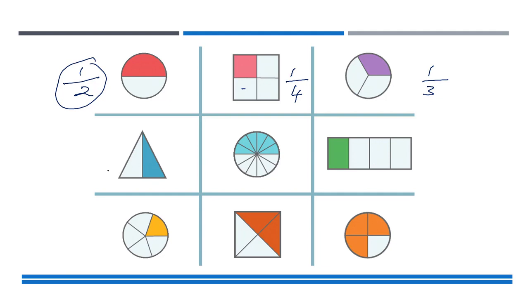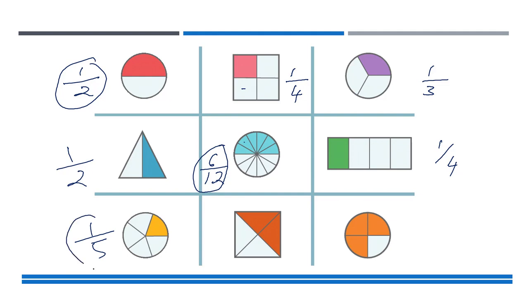Here, 1, 2, so that is 1 by 2. Similarly, here you have to count now: 1, 2, 3, 4, 5, 6, 7, 8, 9, 10, 11, 12. 12 equal parts are there. How many parts are colored? 1, 2, 3, 4, 5, 6. 6 by 12. Now this one is 1 by 4. Here 1, 2, 3, 4, 5, and that is 1 by 5.